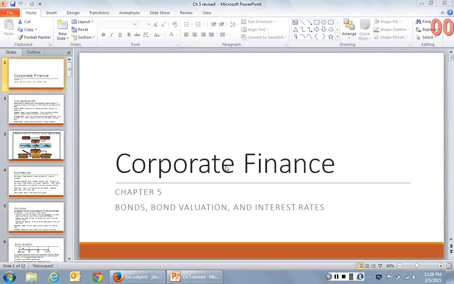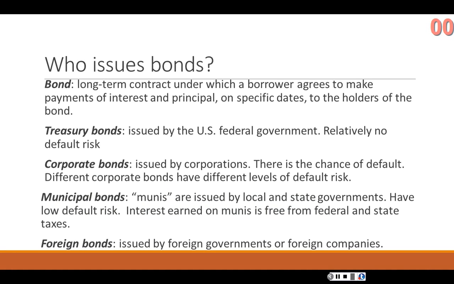Today we are going to cover bonds and bond valuation, which is Chapter 5 in your text. Bonds are long-term contracts where the borrower agrees to make payments of interest and principal on specific dates to the holders of the bond. So bonds work just like debt. They are debt. They work just like a typical loan you and I would have. We're making interest and principal payments on specific dates to our debt holders, and there is a maturity date. So at some point, these will be paid off.